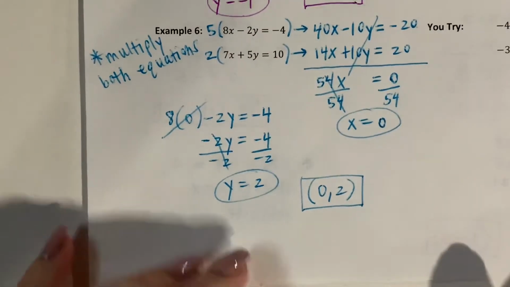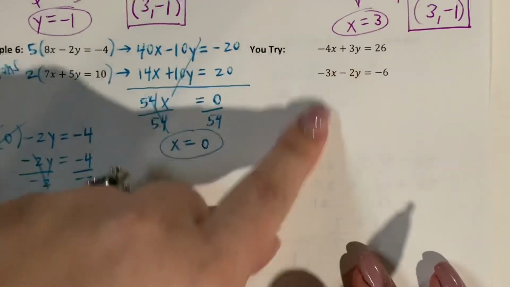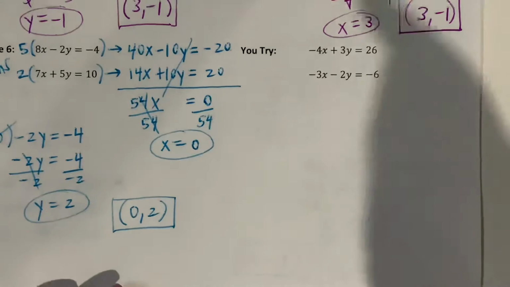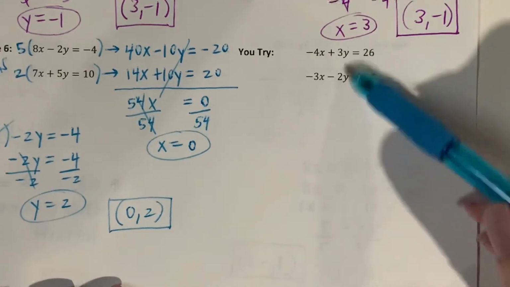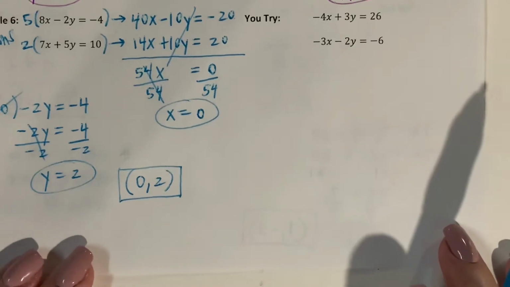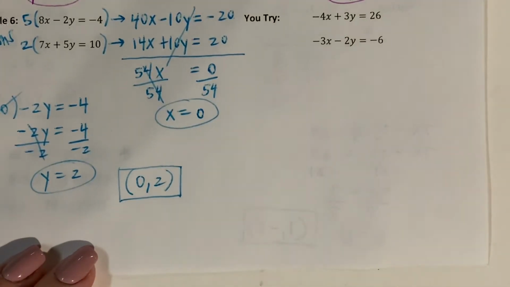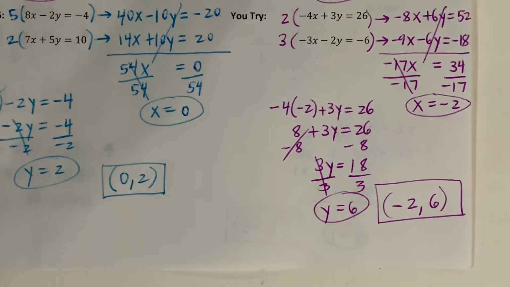All right, so now you have a U-try and you will have to multiply both equations, and you can choose if you want to make your x's cancel or your y's cancel. Sometimes you might see that one way seems easier than the other. So at this time, go ahead, pause the video and see what you come up with. Let's talk about this U-try.